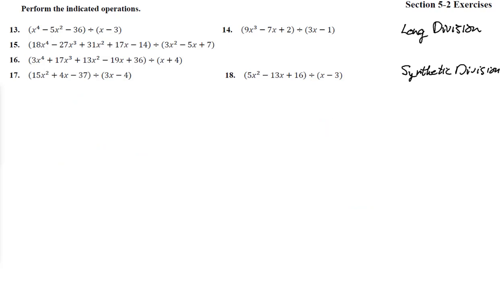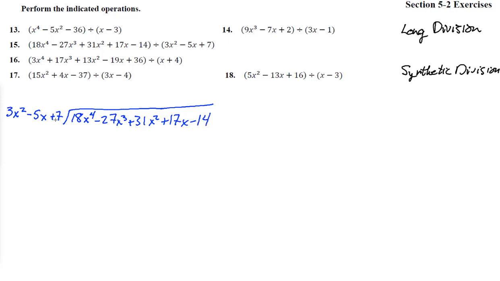Number 15, this looks like a huge one. Look at this. This is not able to be done in synthetic division, so let's write it out. 3x squared minus 5x plus 7 goes into, probably going to need longer than that one, 18x to the fourth minus 27x cubed plus 31x squared plus 17x minus 14. Wow. All right, let's start it. 3x squared goes into 18x to the fourth. How many times?